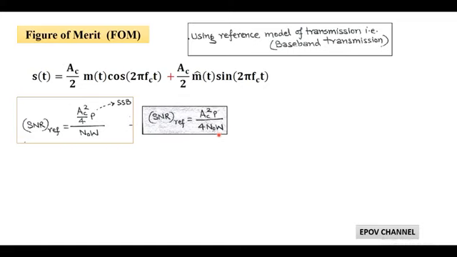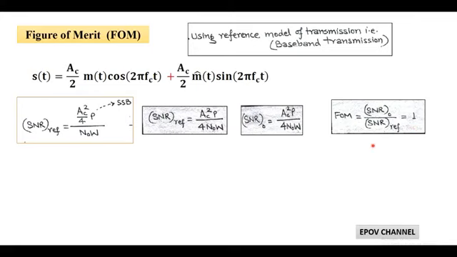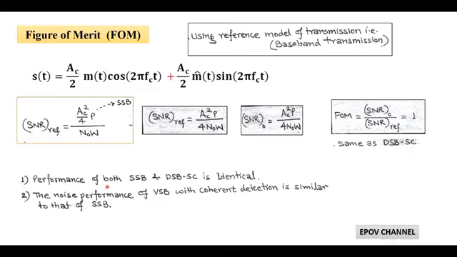After this, we can find the figure of merit, and it equals output SNR upon reference SNR. Output SNR has already been calculated, which is the same as the reference SNR, so we can say the figure of merit is unity, and it is the same as double sideband suppressed carrier. From this discussion, it is concluded that noise performance is identical for single sideband suppressed carrier and double sideband suppressed carrier. Also, the noise performance of vestigial sideband using coherent detection is similar to that of single sideband suppressed carrier.